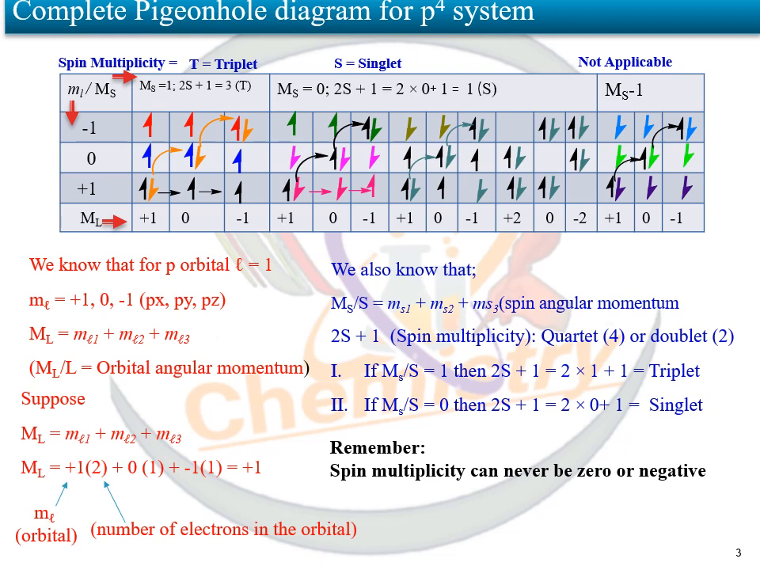So here +1 means 2 electrons in ml +1. Okay, and here are 2 electrons. Just put these 2 electrons over here. Then 0, so it is 0. The second orbital is ml 0, how many electrons? 1. And the last one is in -1.